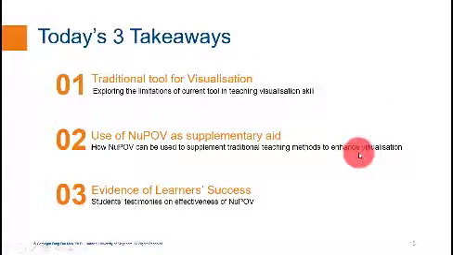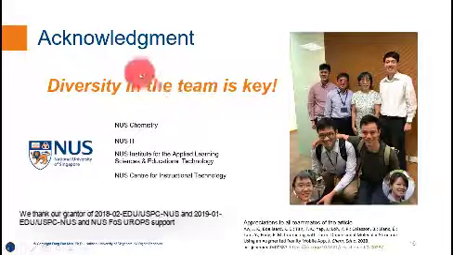So today's three takeaway, want to summarize, is number one, we share with you the limitations of the traditional tools for visualizations using chemical molecules, two-dimensional figures. Number two, we showcase how this new POF app is used as supplementary aid to guide learners to enhance their visualization skills. And we presented the survey, the pre and post test, and showcase evidence of learner success from the testimony.